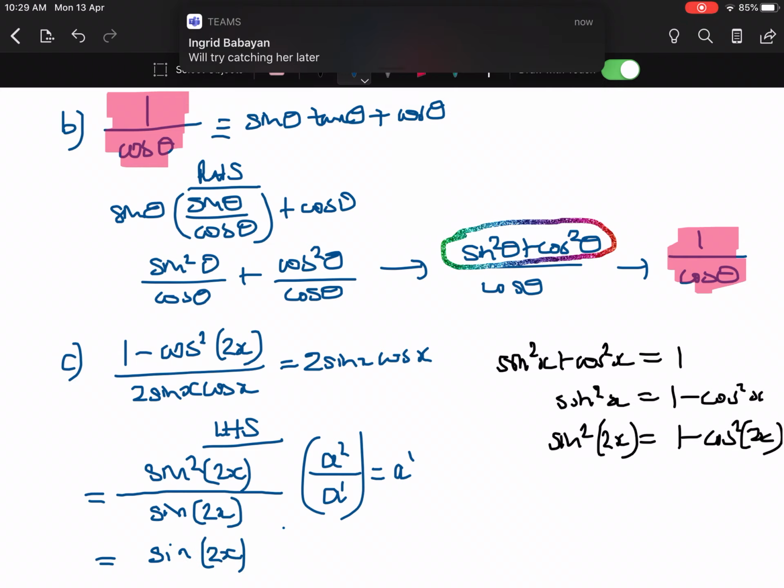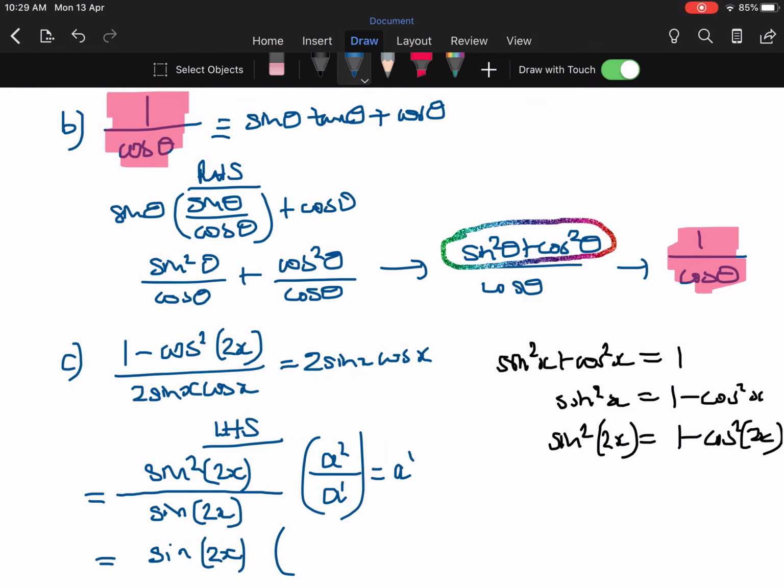2x. And we know that sine 2x is equal to 2 sine x cos x. Therefore, we have proved the trig identity.